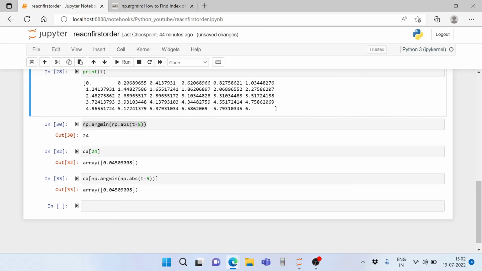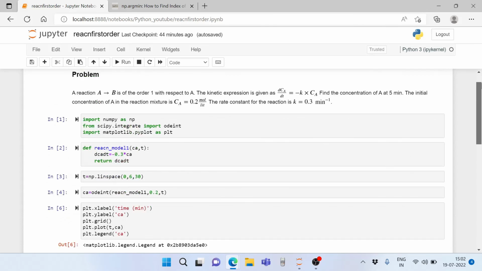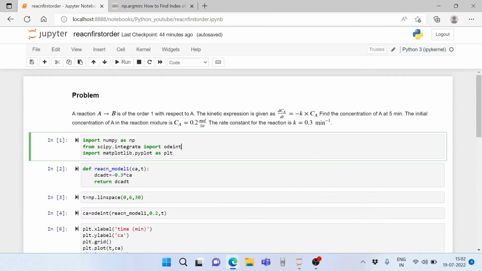Now, if you want better results, then you'll have to take more points. And of course, you will get a decimal value in the array which would be closer to 5 minutes. So that was all about how you use Python to solve a problem on first order kinetics. Hope you have understood and you have enjoyed this lecture.